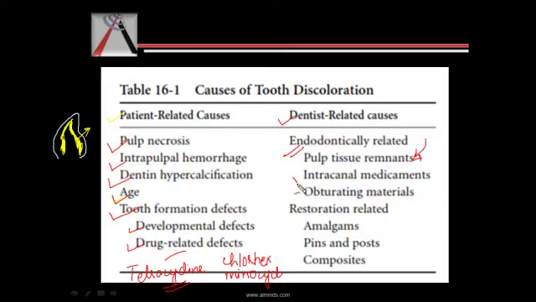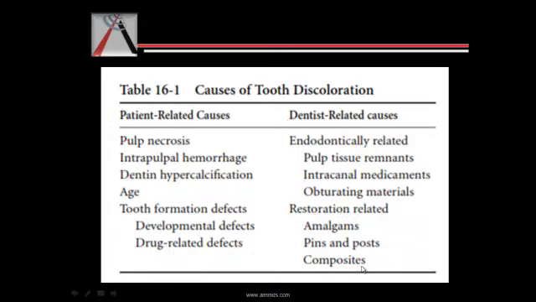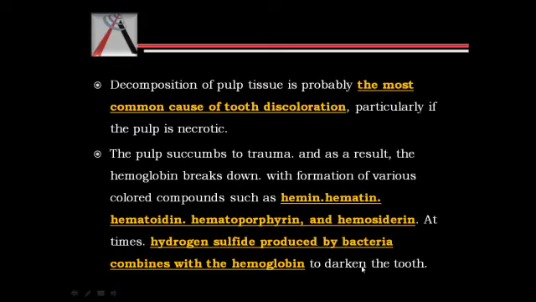Some of the intracanal medicaments which are used in the pulp canal may cause discoloration of the tooth. Some obturating material may result in discoloration of the tooth, and then we have some restoration-related discoloration, in that we have amalgams, pins and posts, and other metallic restorations that may cause discoloration. Then we have composites which are very prone to abrasion, erosion, and discoloration because of extrinsic agents. So this is just the summary of the causes of tooth discoloration.